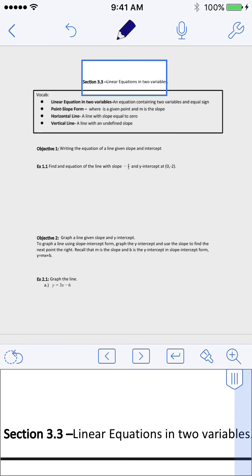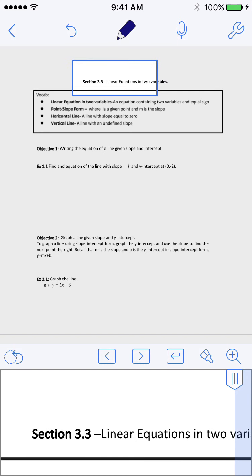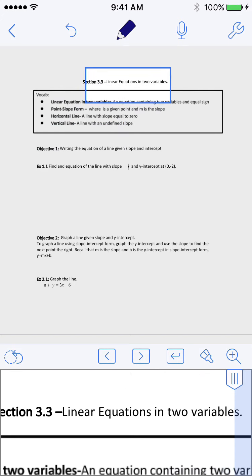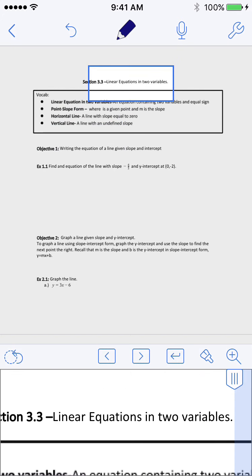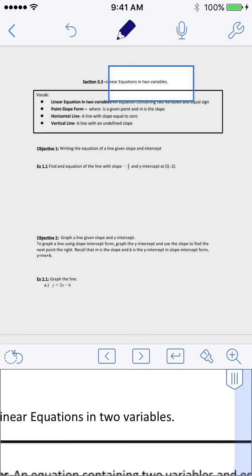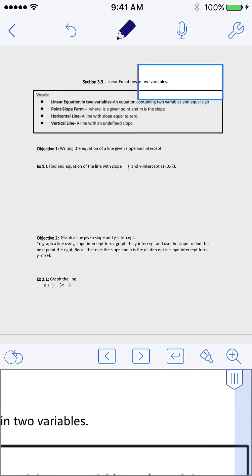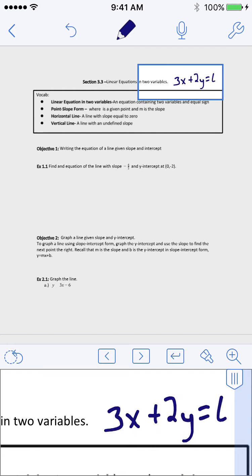Okay, so section 3.3. This is actually the video for the first half, so we will stop about objective 5, and the other half will be on the second video. Alright, section 3.3 is about linear equations in 2 variables, which I know sounds super exciting, but it's actually stuff we've been dealing with the whole time. So these are the equations like 3x plus 2y equals 6. It's the equations that contain 2 variables. Really, you've seen them many, many times.